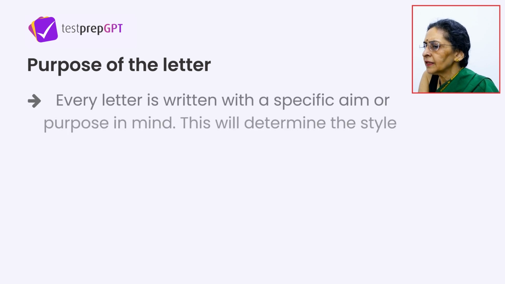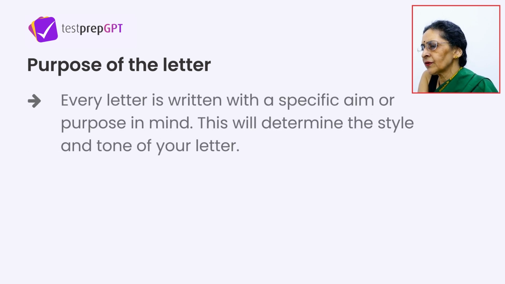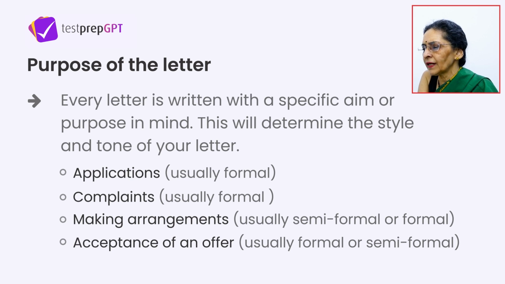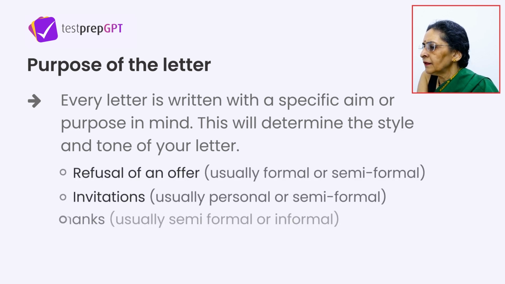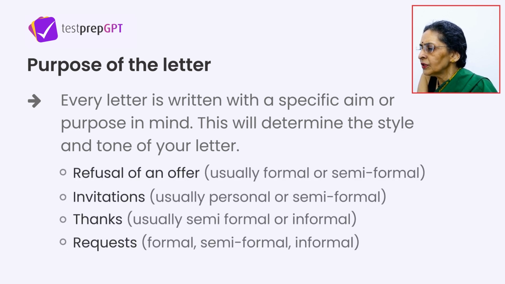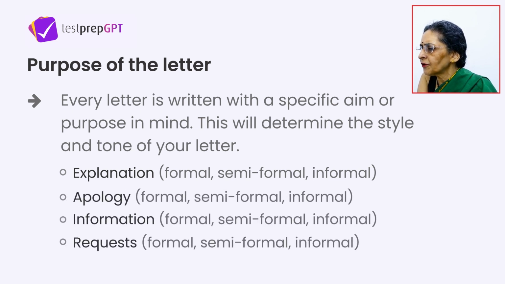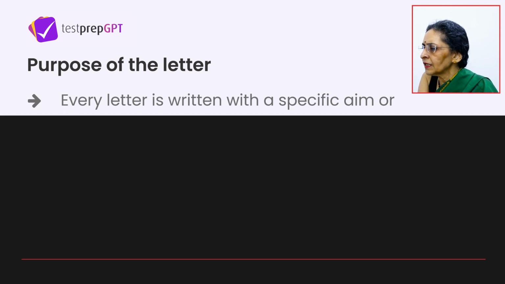Now let's look at purpose. We always write with a purpose in mind and a reader in mind who is receiving your letter and what is your aim in writing your letter. These will also determine the style and the tone of your letter. Now here are some examples for you to look at. These are different purposes, and in brackets is given the style which is generally followed for such purposes in your letters.